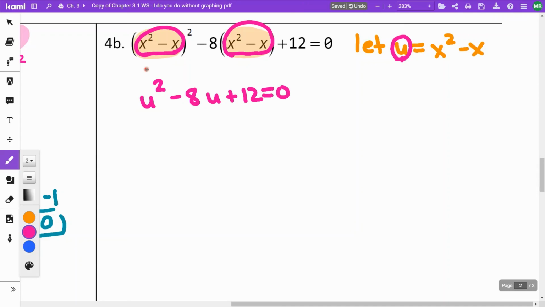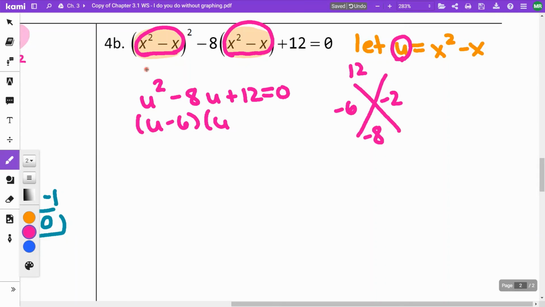So now I'm going to solve this, and this is just going to be a diamond. So what multiplies to a positive 12 and adds to a negative 8? So that's going to be a negative 6 and a negative 2. So I'm going to get a u minus 6 and a u minus 2 equals 0. I'm going to set each of these to 0. The first one, my u would be 6. Second one, my u would be 2.